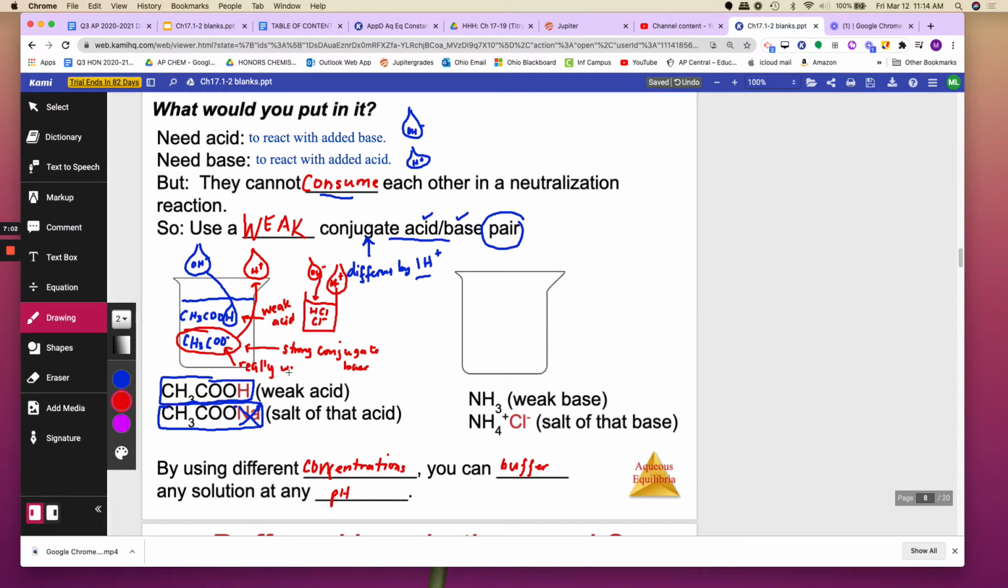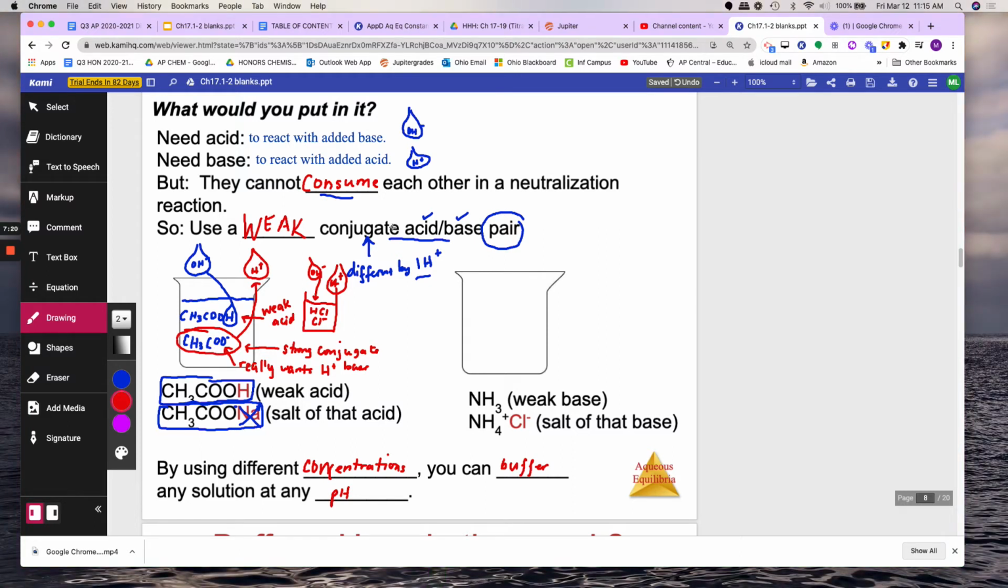Really wants H pluses. If it really wants the H pluses, then if you add H plus in there, it will grab it. Okay? Because they're pairs, they will not consume each other. Those won't react with each other. They won't neutralize each other.